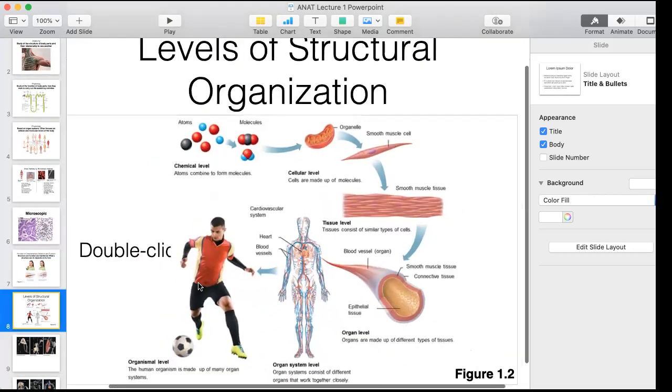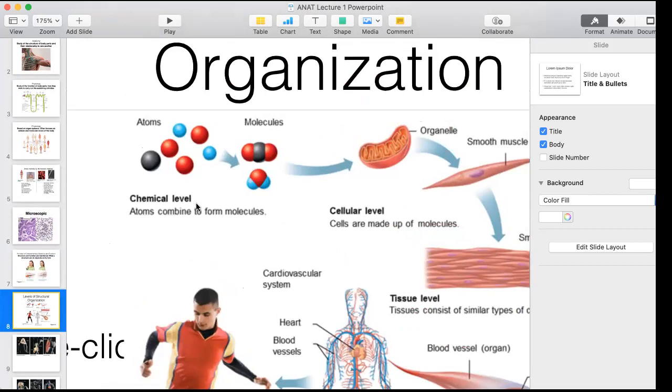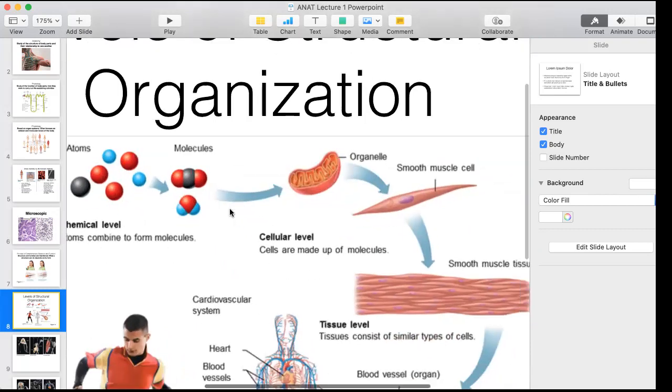All right, so anyways, levels of structural organization. Let's just briefly talk about the smallest level. We're all comprised of atoms, which form molecules. And atoms are the smallest unit of matter. And matter, of course, is what makes up anything that takes up space. Molecules are combinations of one or more atoms of different types normally, or they can be the same type, but they're just combinations of atoms.